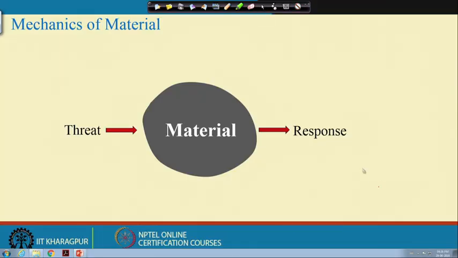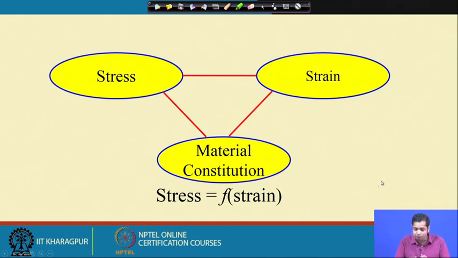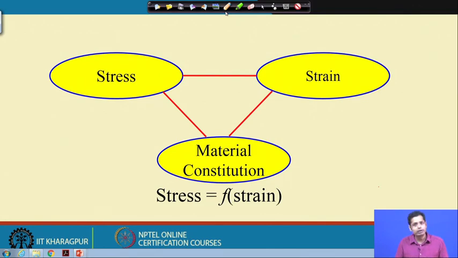Now, in this entire response, there are three important parts in that understanding. When we talk about the understanding of material behavior, it has three important parts. One is stress. Let us not bother about what is stress, what is strain now.